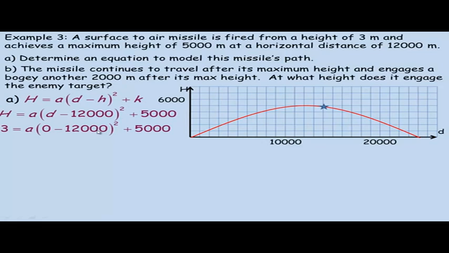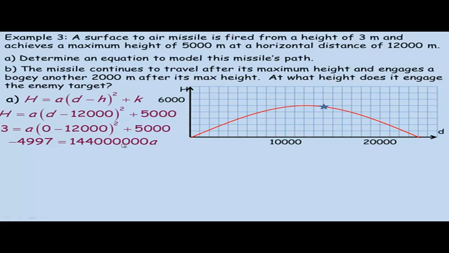So 0 minus 12,000, of course, is just negative 12,000. And if we square that, we get 144,000,000. I'm solving for a here, so I'm going to rearrange. I don't want the 5,000 left on the right side here, so I'm going to bring it to the left. So when we bring that over, 3 minus 5,000 is negative 4997. And then we would divide out this. Actually it's 144, I think I said 144,000.